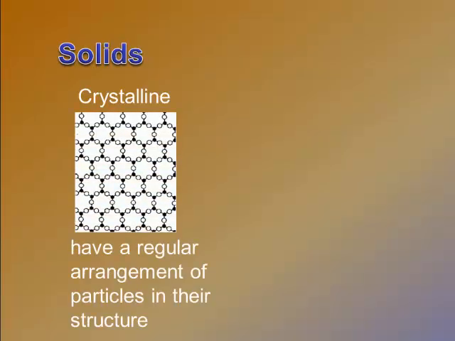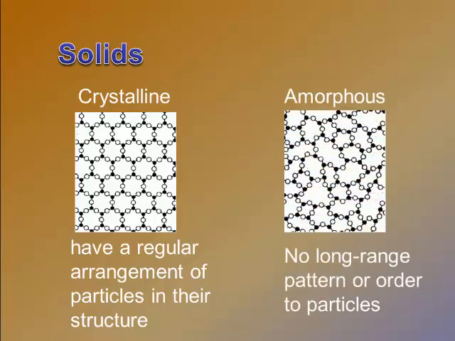There are two types of solids. Those that have a regular arrangement of particles, called crystalline solids, versus those with no long-range pattern or order, called amorphous solids. In this video, we're going to discuss crystalline solids, their general structure, and several types.